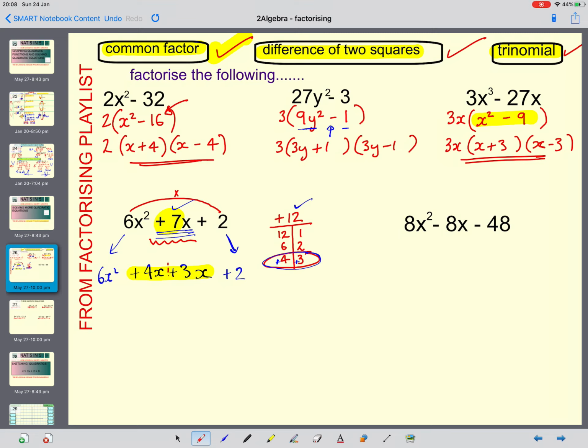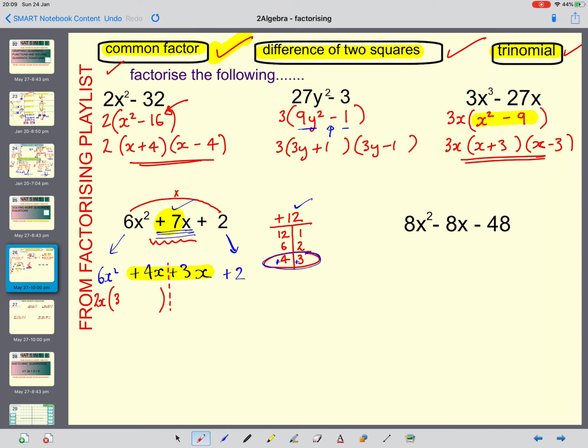I'm going to do a wee dotted line down here. So I have changed a trinomial type question into a common factor type question. I'm going to take each side and I'm going to find a common factor of it. So that first one there, I'm going to take a factor of 2 and x, so 2x out.